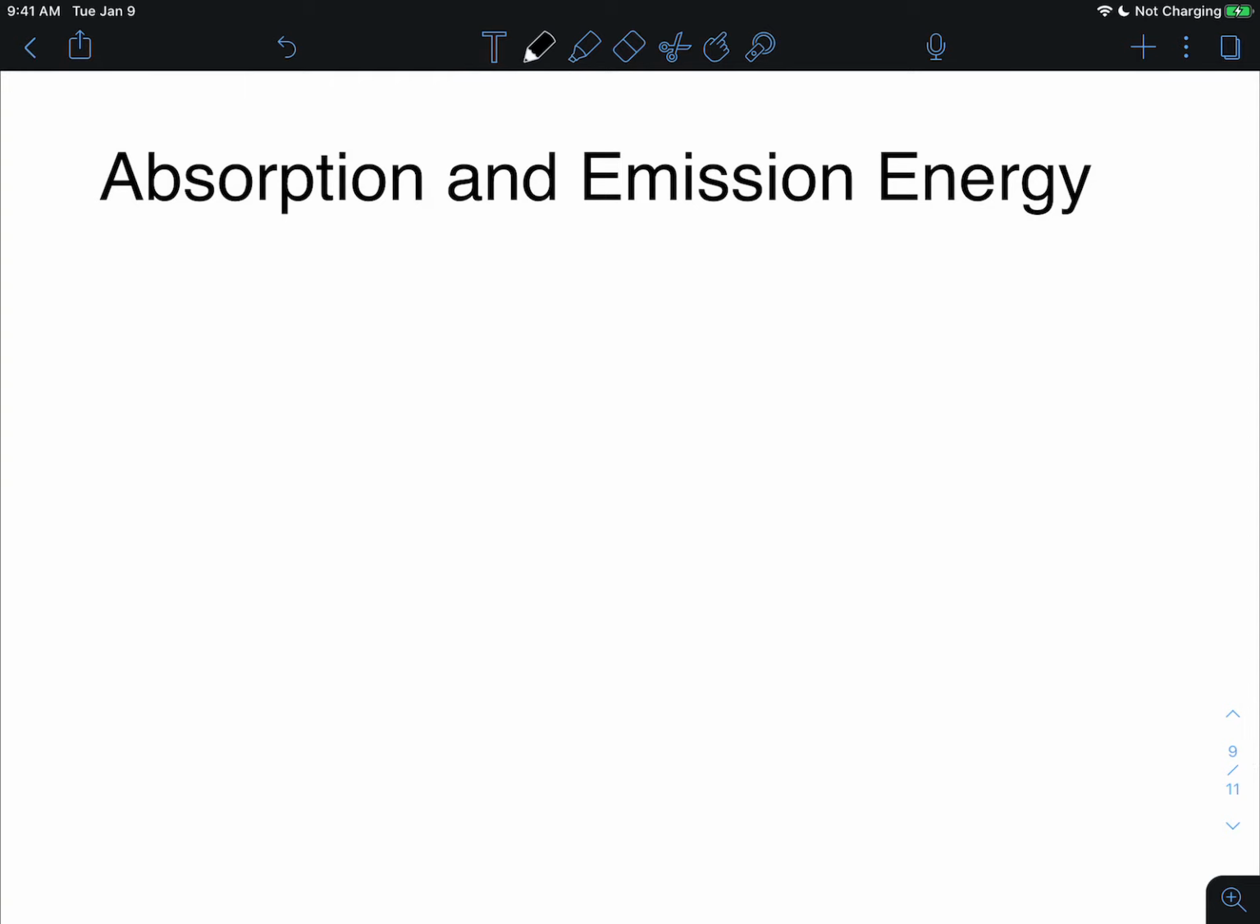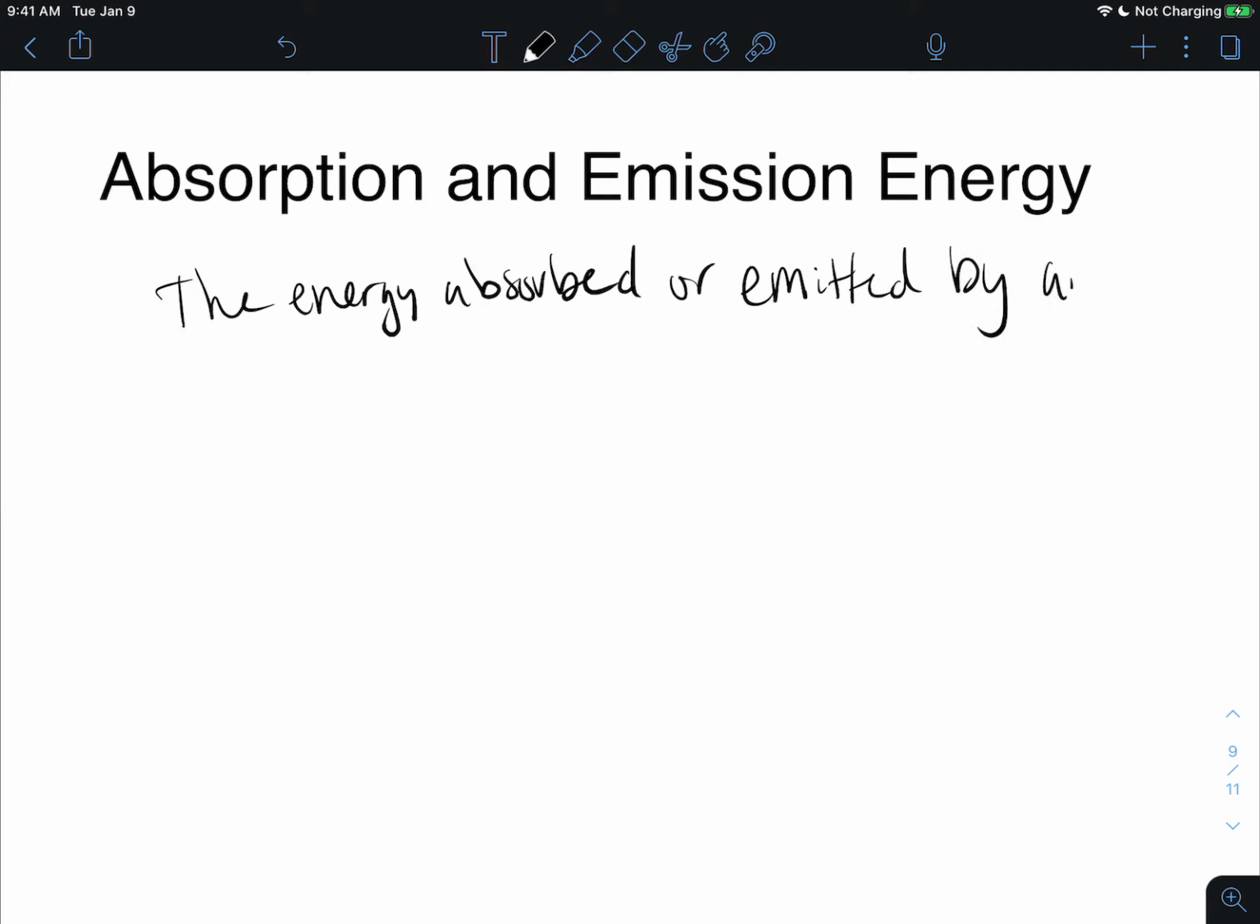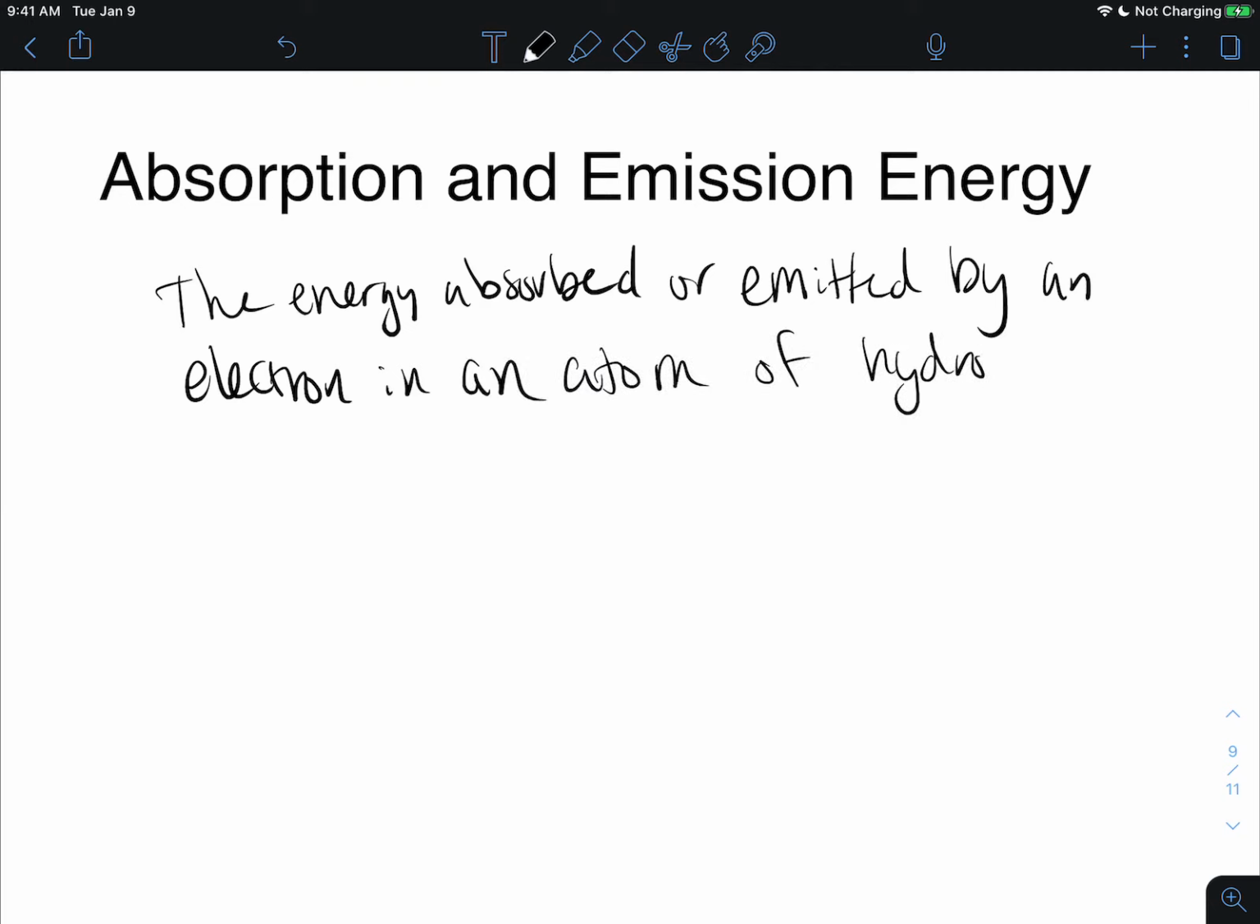Okay. So let's actually look at this energy process. The energy absorbed or emitted by an electron in an atom of hydrogen is given by the following equation.